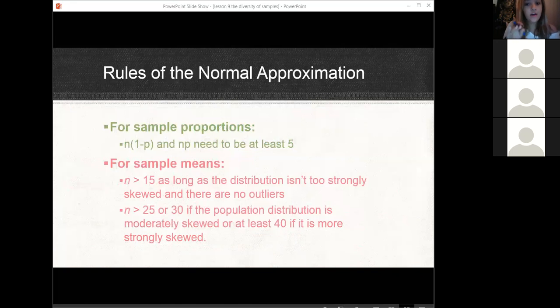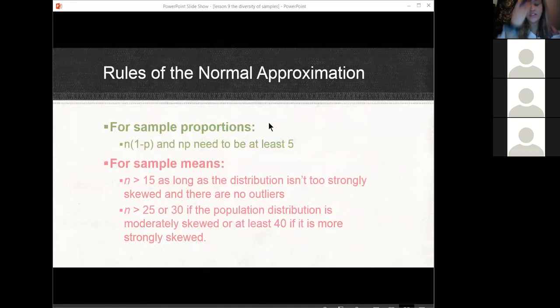But anyway, these are our rules of a normal approximation. And here it's just different colors. Remember, when we're talking about proportions and means, these are two different things. And you can always remember too, because if you have proportions, you're going to use this one because, for means, you're not going to have a p. P is going to be your proportion. So you want to make sure that you use this rule for sample proportions and these for sample means.